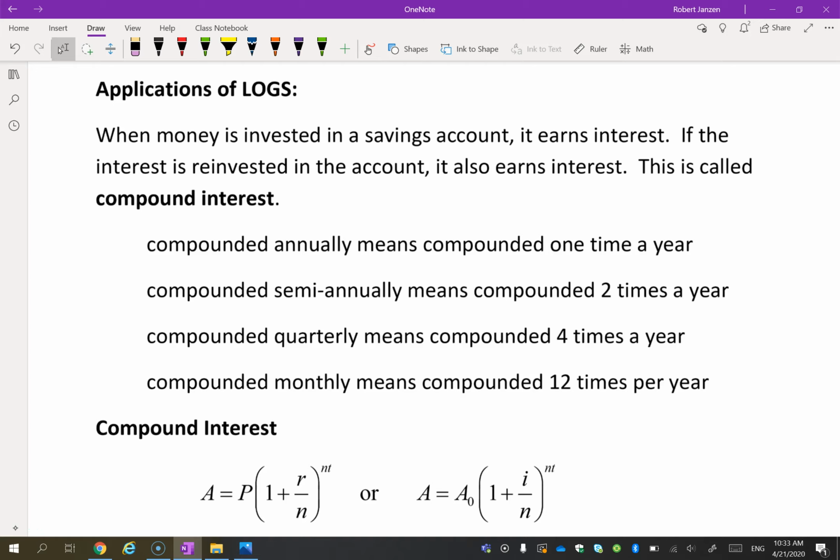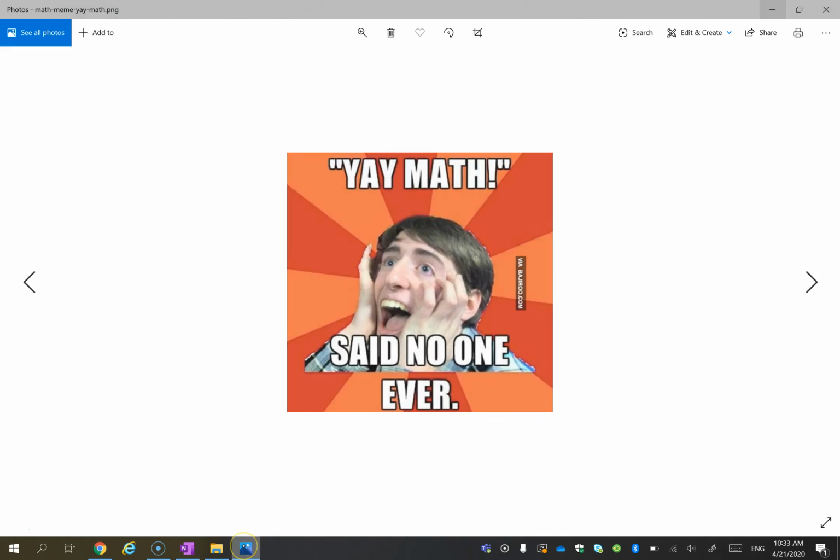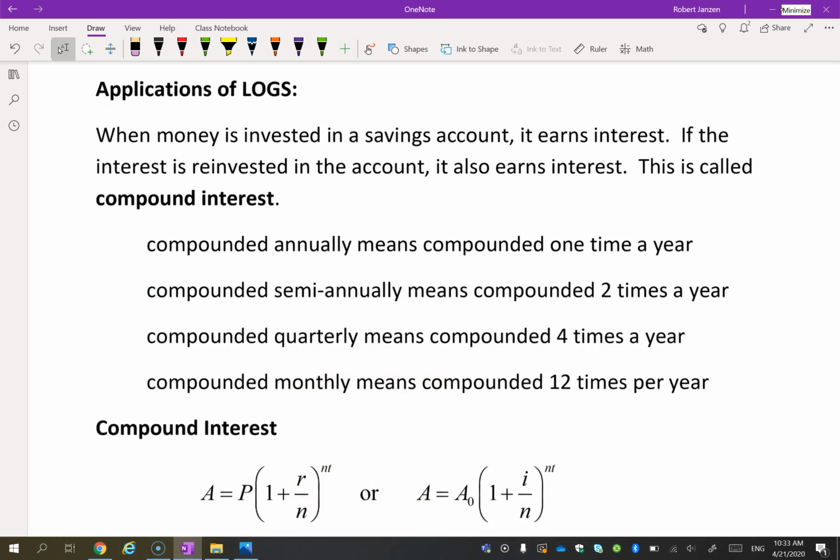Yay, everybody's favorite word problems. Yeah, no one likes word problems. It's funny that in math, people don't like word problems. That's my opinion too. Keep English out of math. I like solving math questions, not English questions.